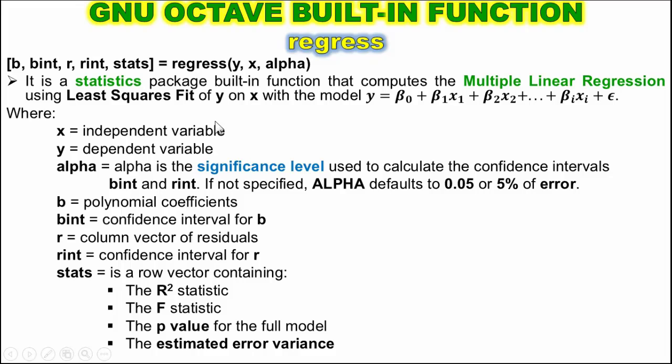The output of the regress command will return B, the polynomial coefficients, Bint, confidence interval for B, R, column vector of residuals, Rint, confidence interval for R, and stats, which contains an array of values: R squared, the F test, the P value, and the estimated error of variance.